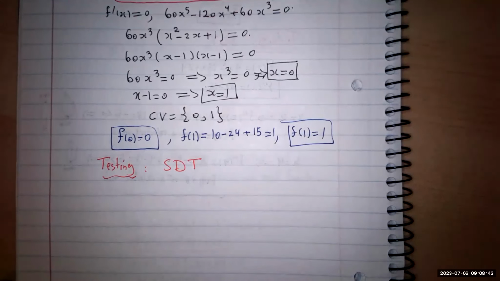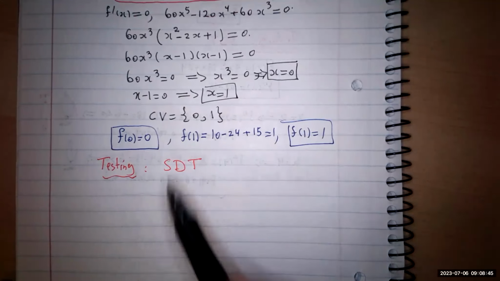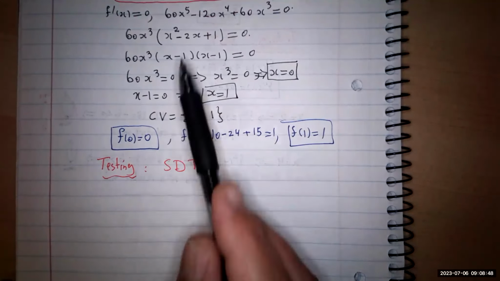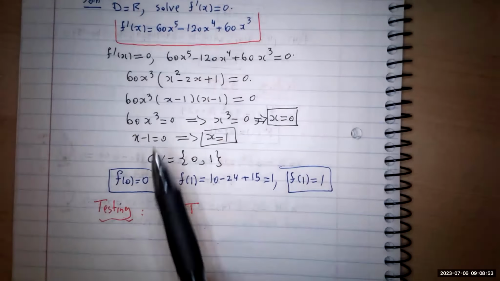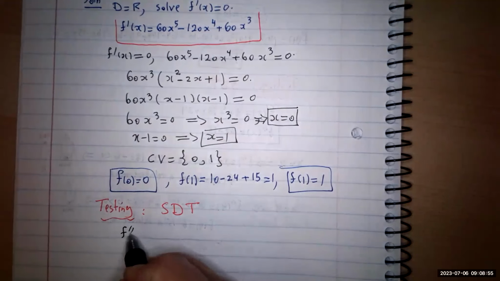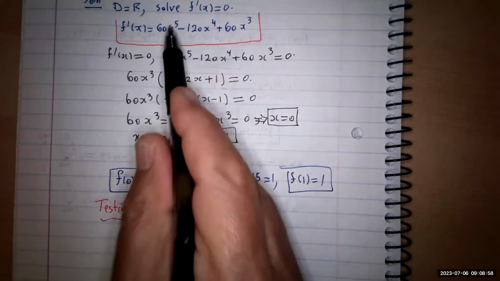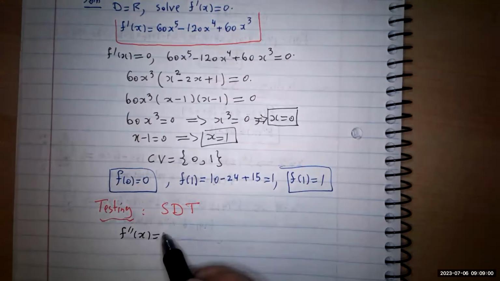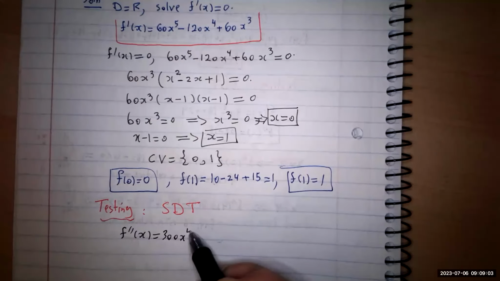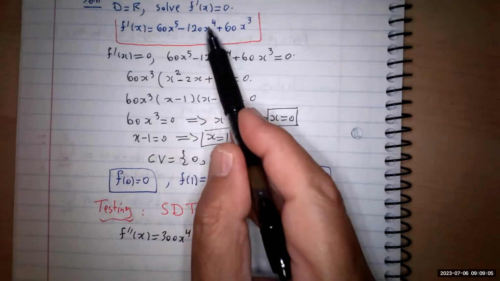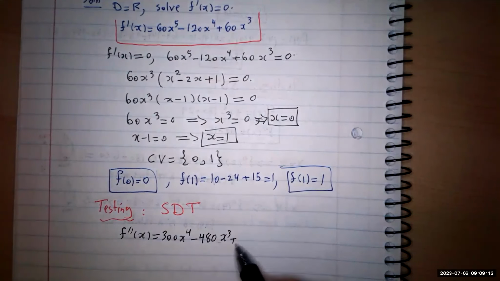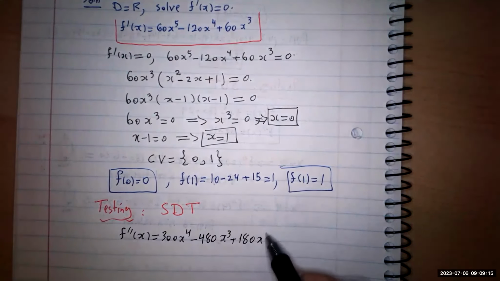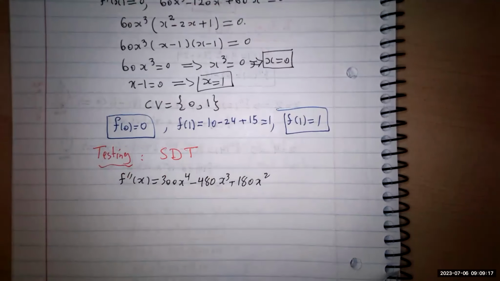So for the second derivative, we have to find the second derivative. Okay, what's the first derivative? You see, this is the first derivative. Now bring the second derivative. What's going to be the second derivative? The second derivative would be 5 times 60, which is 300 x to the fourth, and then minus 480 x to the third, and then 180 x squared. You see, this is our second derivative.